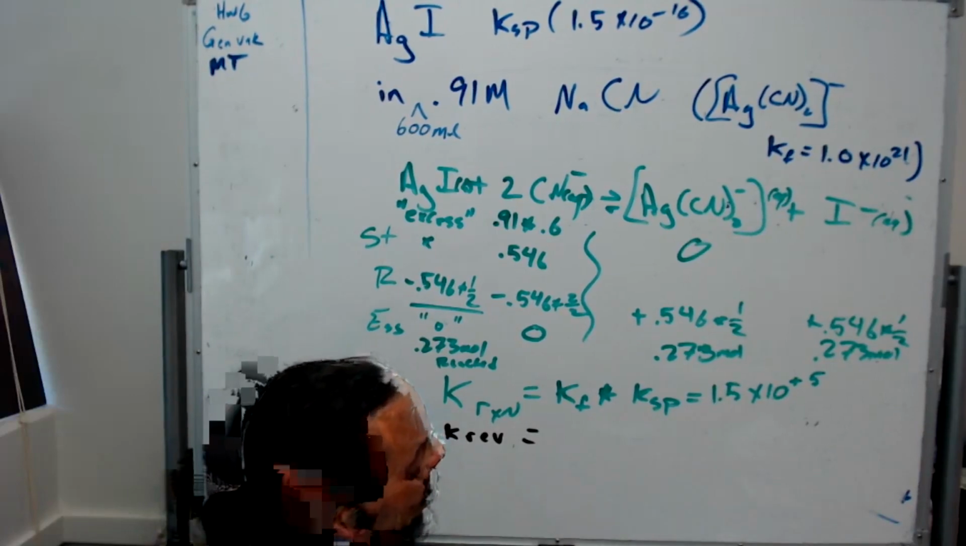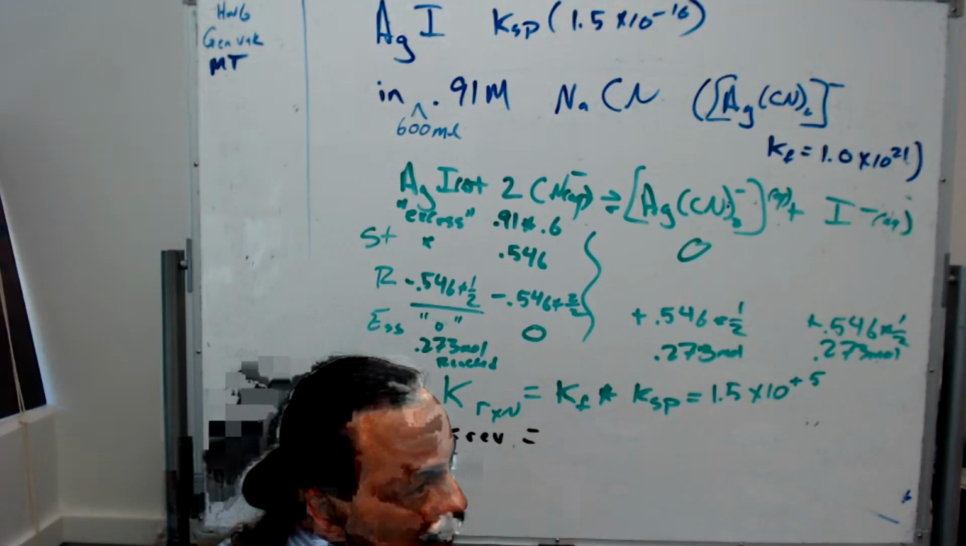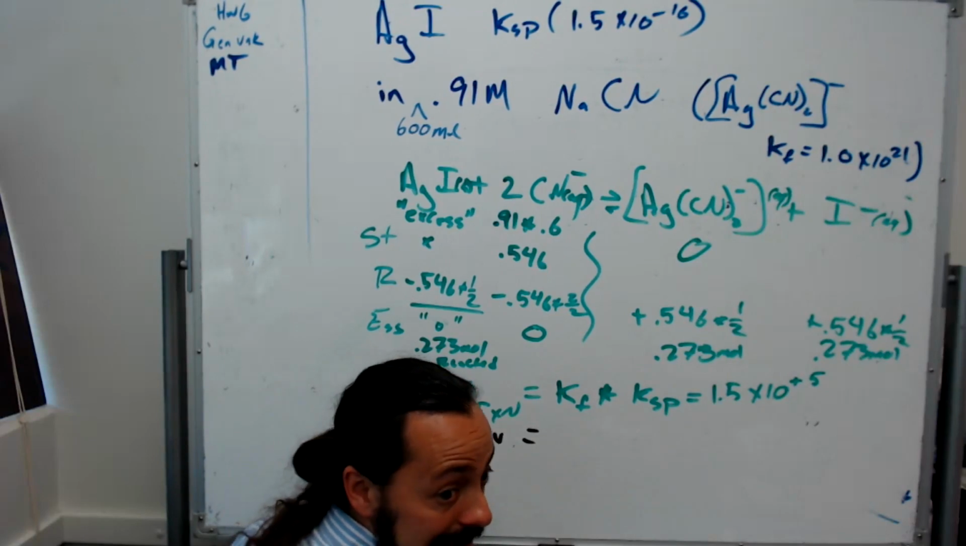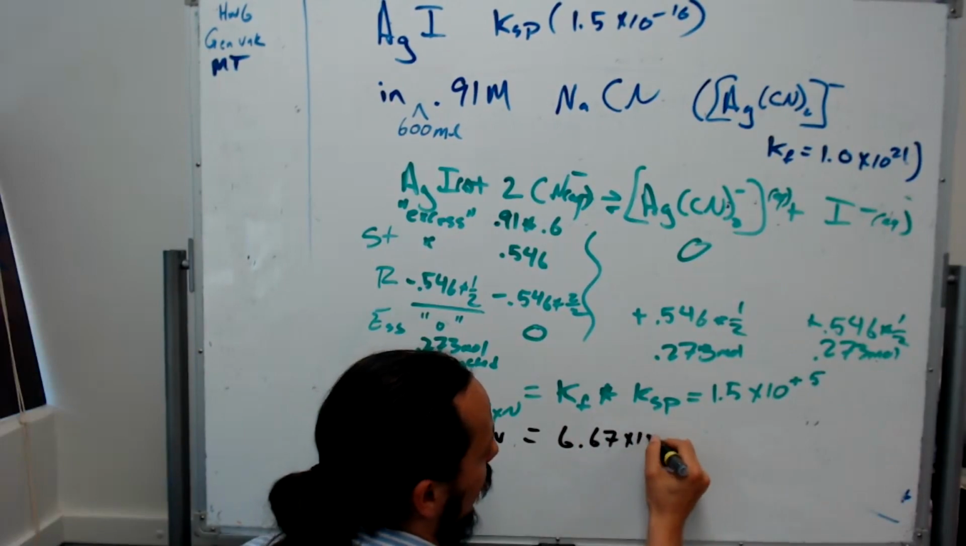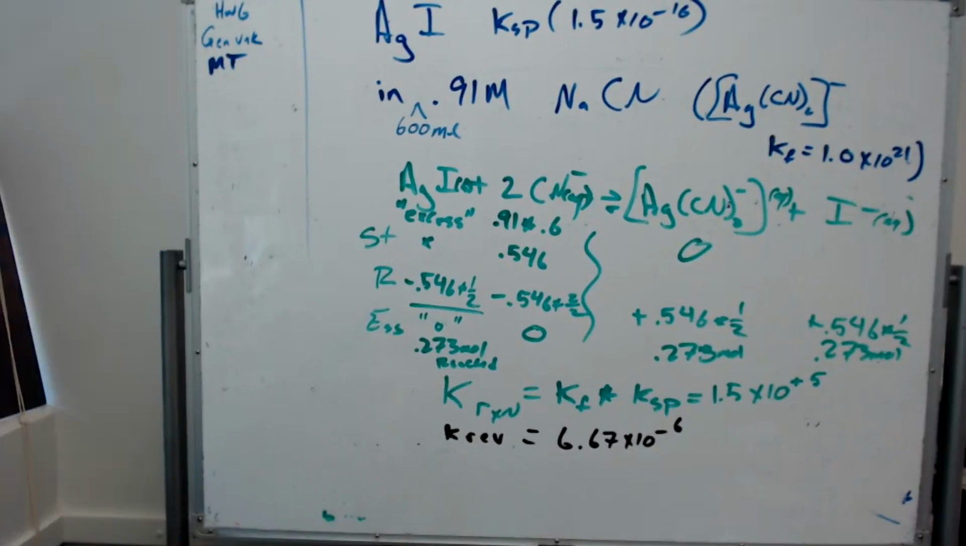I can't do inverses in my head. Wait, you said it'd be 9.8 times 10 to the minus 6. 6.67 times 10 to the minus 6. Yeah, 6.67. 1.5 is nothing like 1. I don't know what I was thinking. So it's 1 divided by 1.5 times 10.